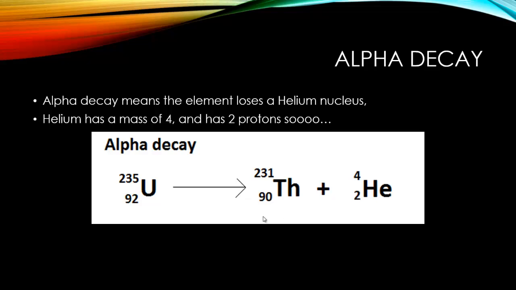So notice how the top number here starts at 235, goes down to 231. That's a difference of 4, which means you have 4 for the mass on the top. Atomic number goes from 92 to 90. That's a drop of 2, and that accounts for the 2 protons over here for the helium. Notice how all the parts add up on the top. 235 equals 231 plus 4. And on the bottom, everything adds up. 92 equals 90 plus 2.